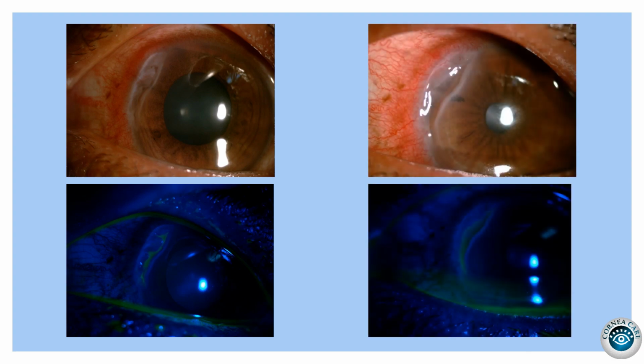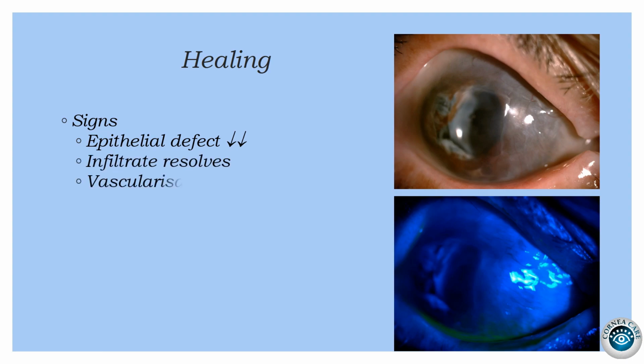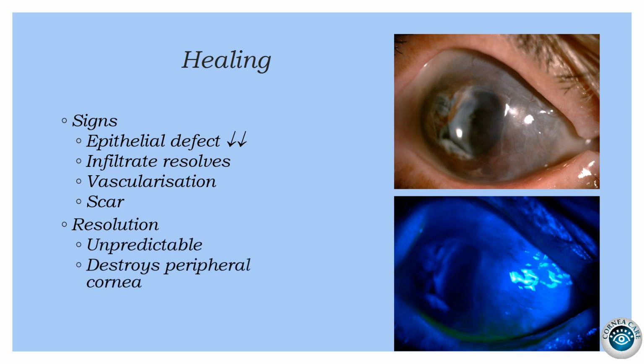Worsening of disease is marked by increase in infiltrate size, increase in defect, and stromal melt. Signs of improvement are opposite. Defect and infiltrate start resolving and get replaced by a scar. In the absence of treatment, and sometimes despite treatment, the disease course is unpredictable and the peripheral cornea gets destroyed.